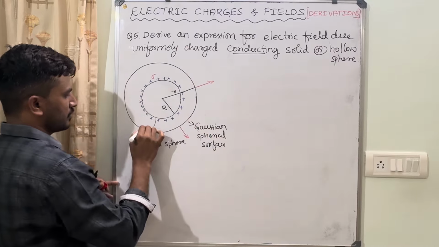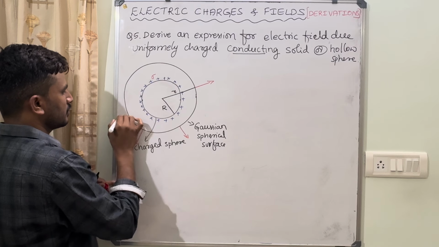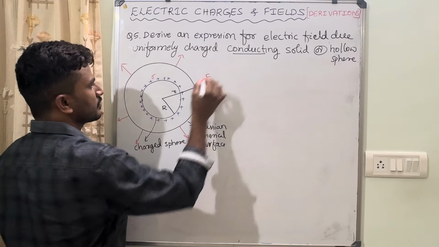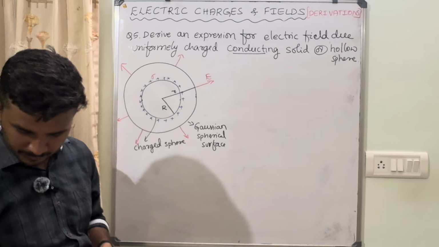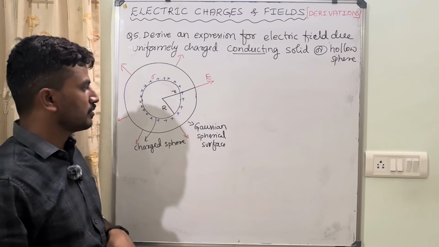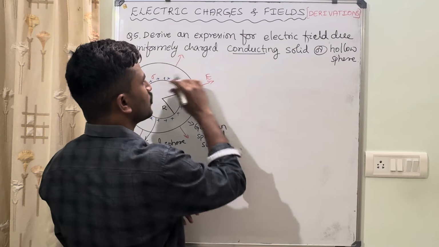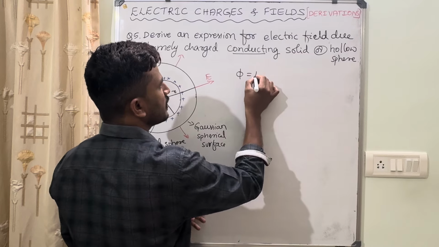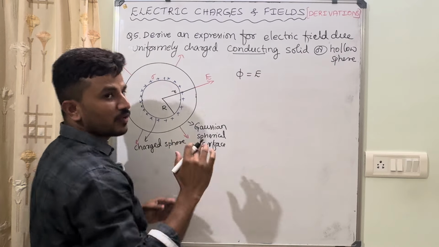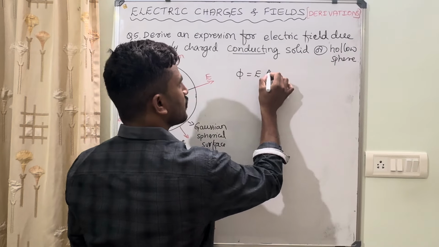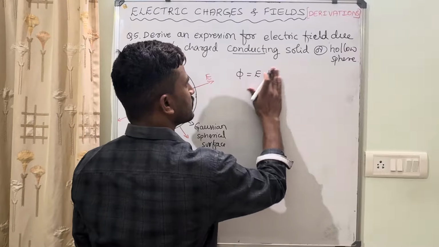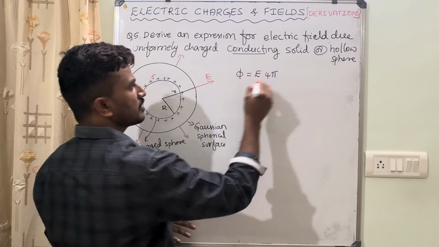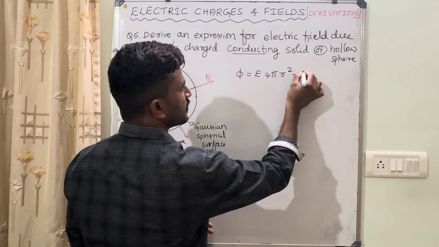Electric field is directed radially outwards. Yes or no? At every point, electric field is directed radially outwards. Now, if I consider the total flux through the Gaussian surface, then it is given by E into what is the surface area of the sphere? 4 pi r square. This is equation number 1.